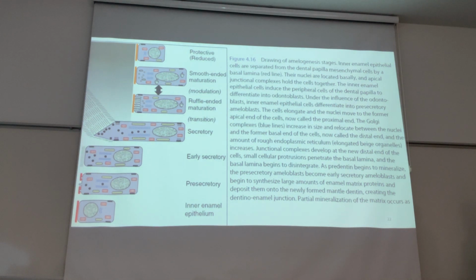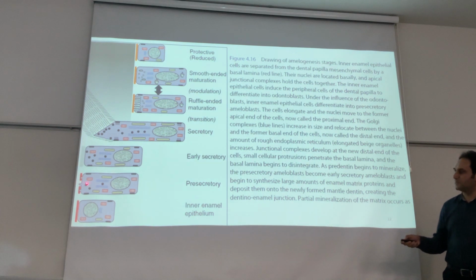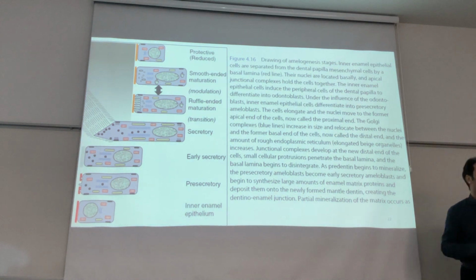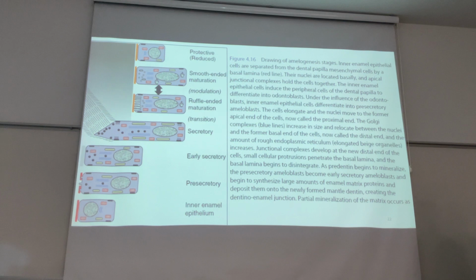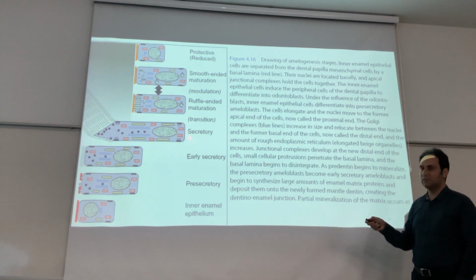The basement membrane between the ameloblast and odontoblast disappears, and the cells start the pre-secretory stage. After that, some granules appear in the cytoplasm, and these granules have a role in the formation of enamel. After that, our secretory stage starts.